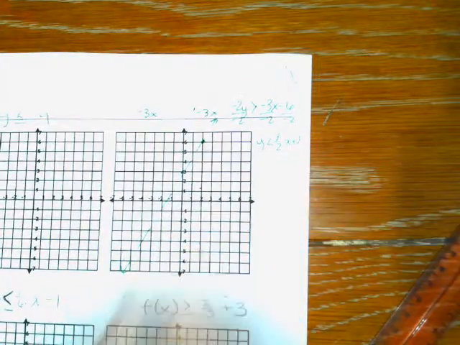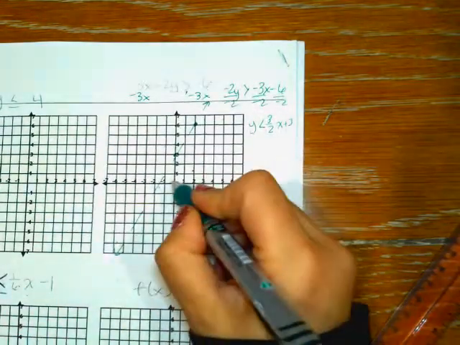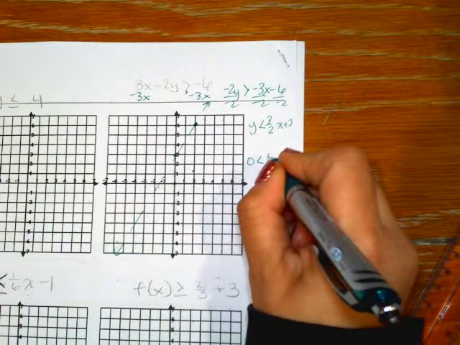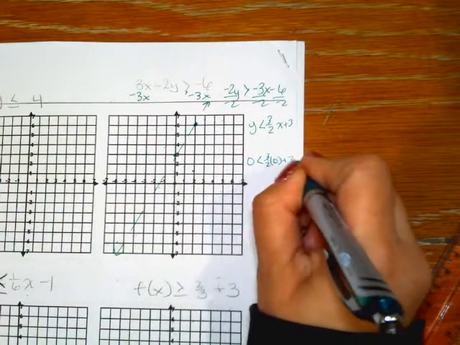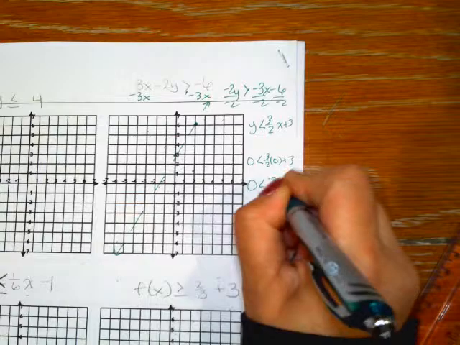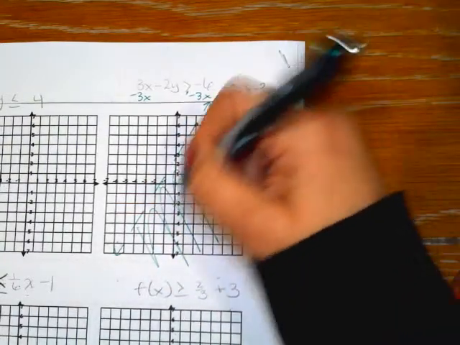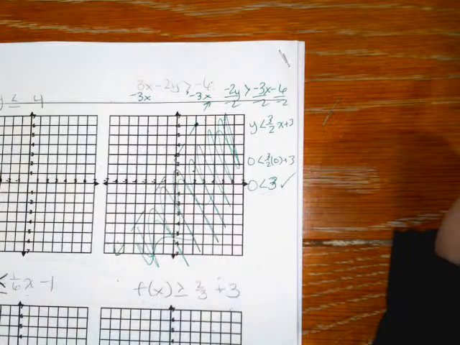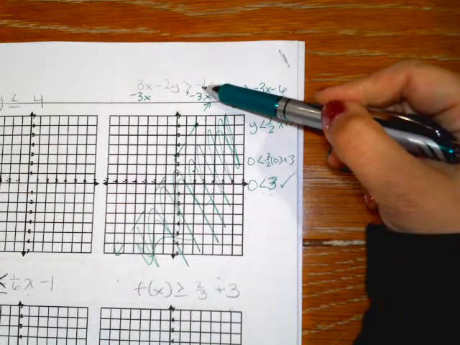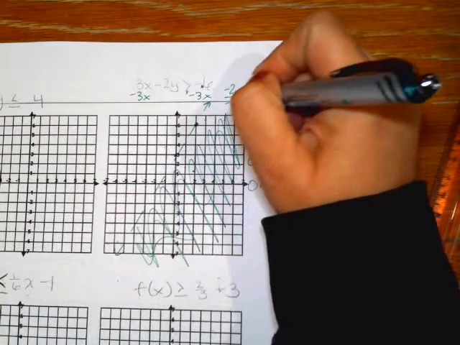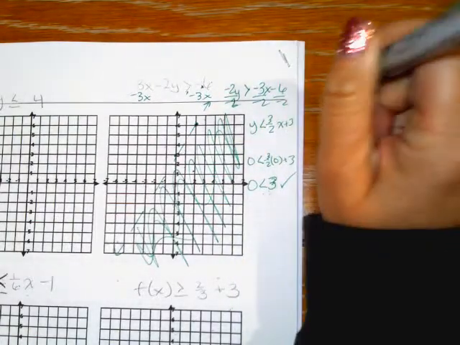Okay, and then shade. I'm going to pick 0, 0. 0 is less than 3 halves times 0 plus 3. 0 is less than 3. Yes, it is. Shade right there. Okay, that's the hardest one, where you have to just put it. And again, don't forget, anytime you divide by a negative, flip the direction of your sign.